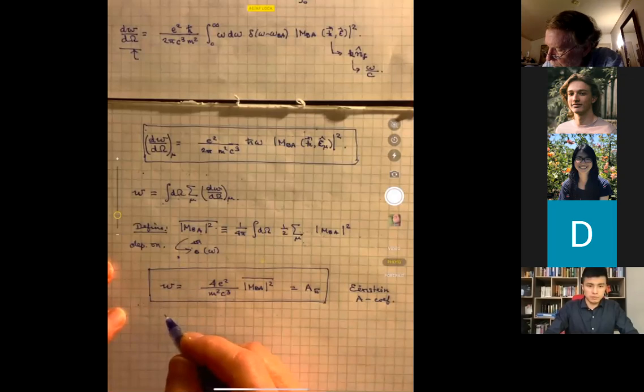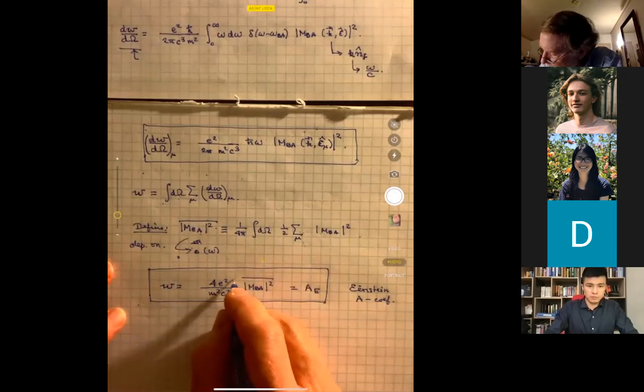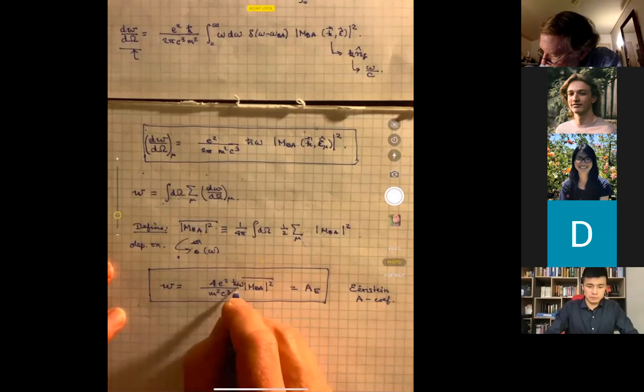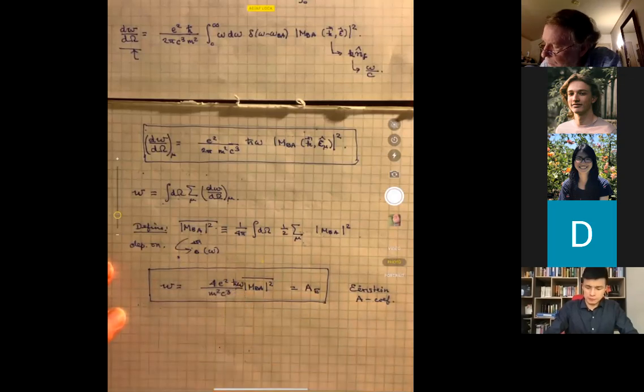What happened to the ħω? It should have been there. Your eyes are really good. Thank you very much. That ħω should be there. Yes. Okay. Anyway, that's the formula for it.